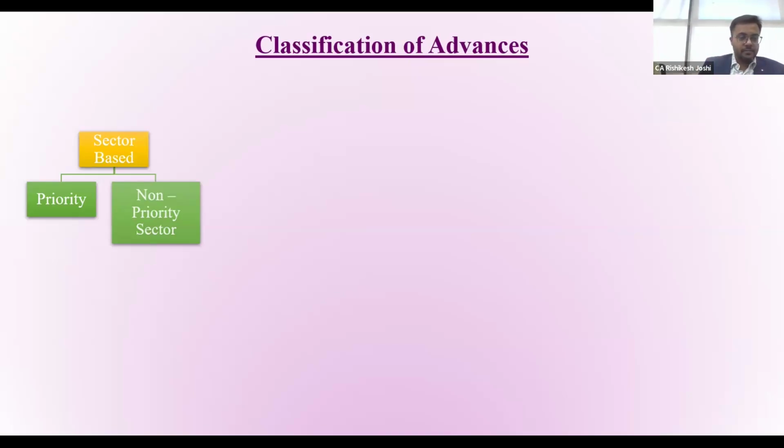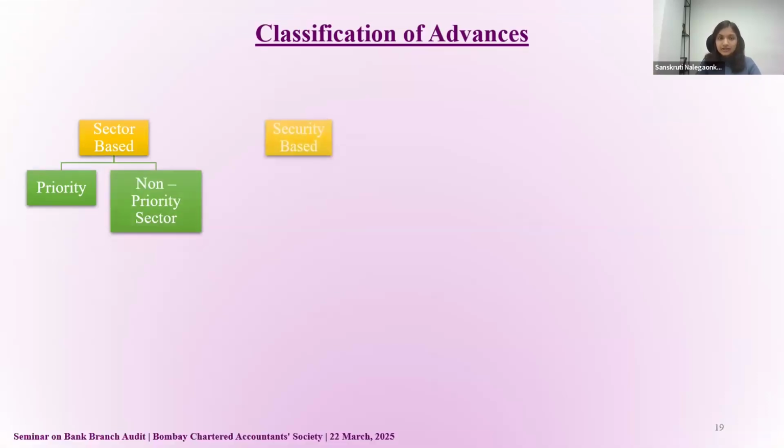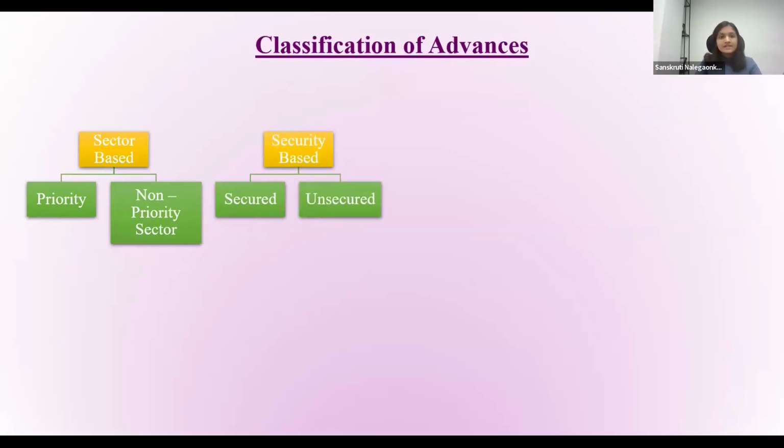Next is classification based on security. It includes secured advances and unsecured advances. Secured advances are loans or advances granted by banks that are backed by security, such as property, fixed assets, stocks, or other guarantees. The security serves as protection for the lender, reducing the risk of default. For example, a housing loan where the property itself acts as a security.